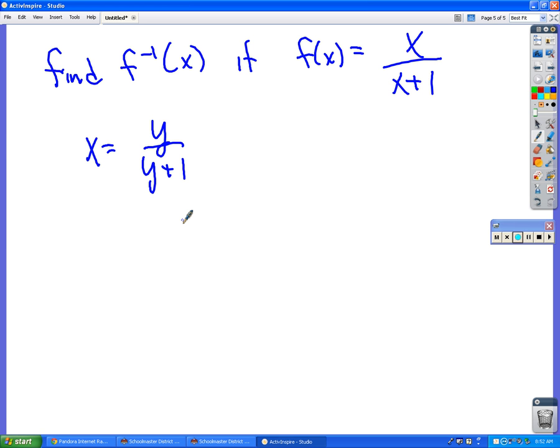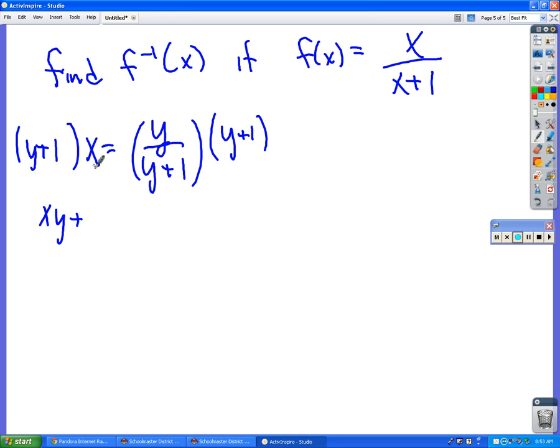The algebra with this is a little bit tricky. I'm going to show you how to do it. It's going to come up again, and maybe you'll remember this method, maybe you won't. Any ideas what to do first? Let's multiply both sides by y plus 1 because we want to get rid of that fraction. So x times y plus 1, the key there is that I have to multiply both of these terms by x. So y times x is xy, and 1 times x is x.